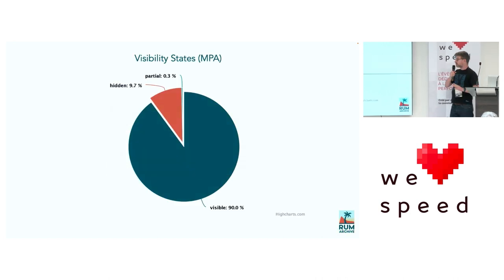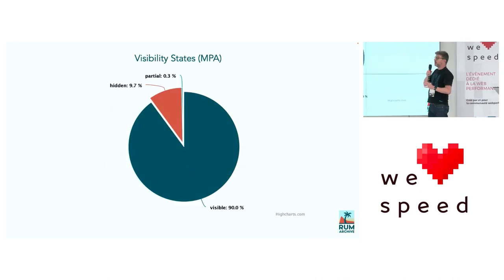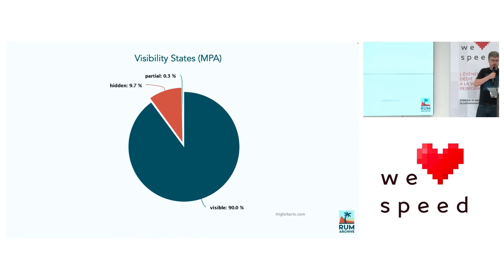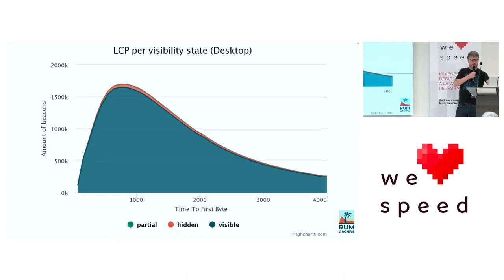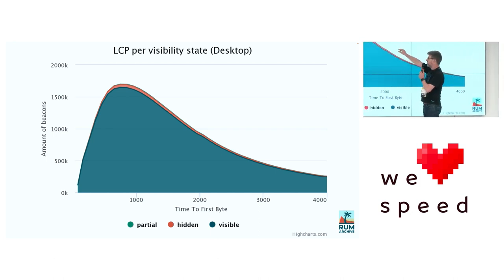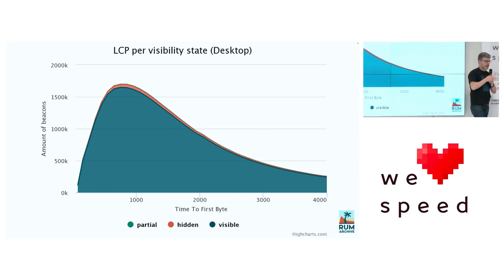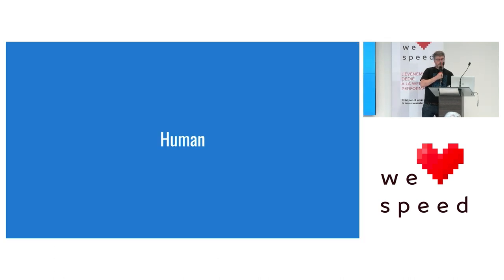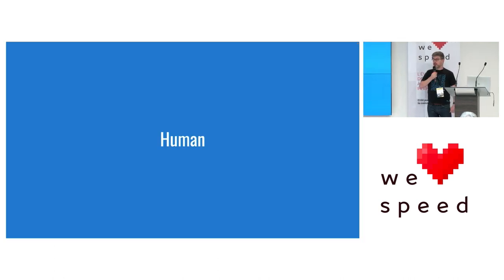RUM data, here it really depends a bit on the website. So around 10% of noise there. And this is not as clear as with the back-forward navigations. But if you look at the data, you actually see that the noise is more sitting at the end rather than the beginning. That brings us to the third point.